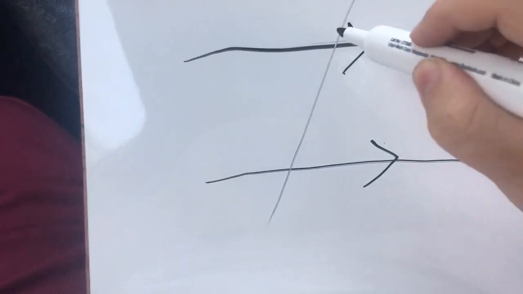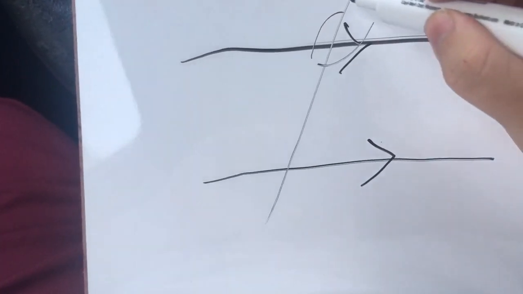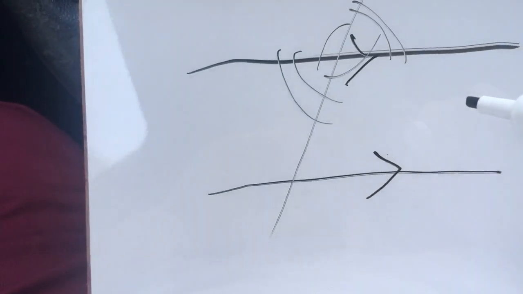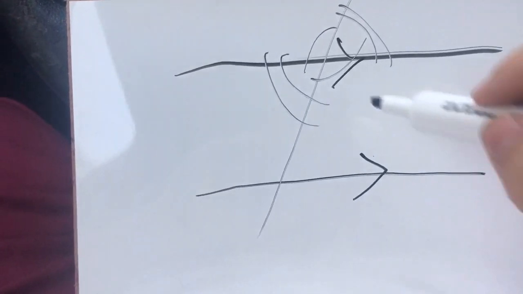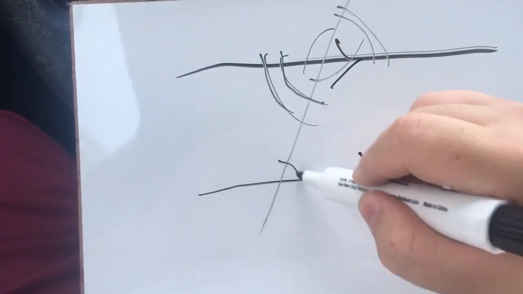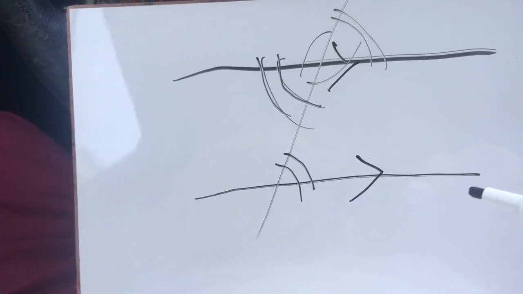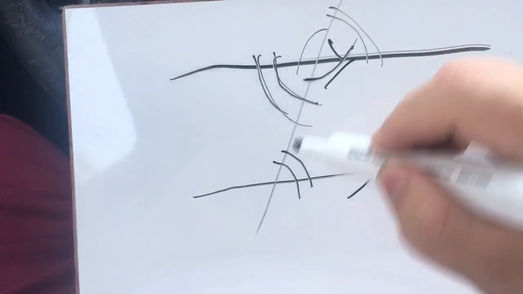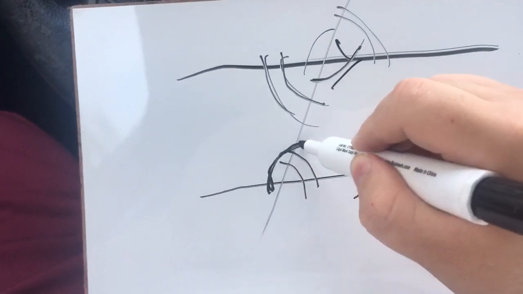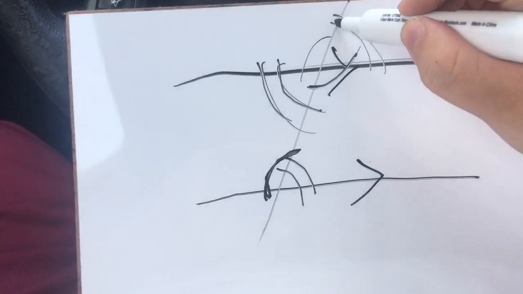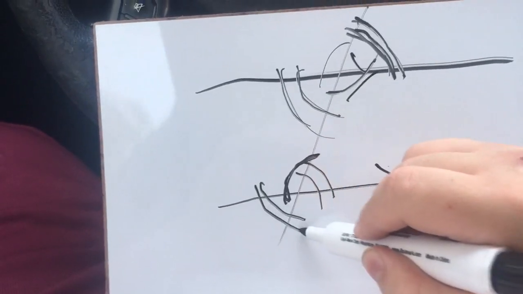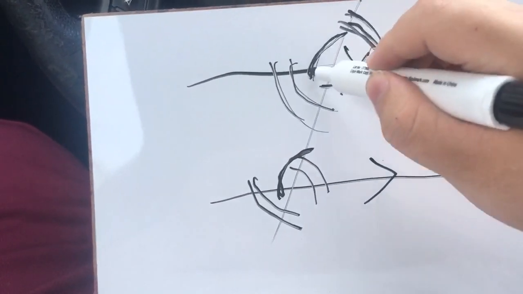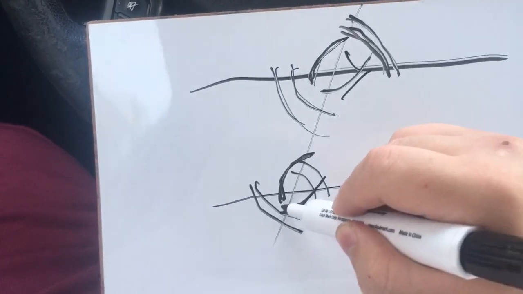Now, you remember in the previous video about vertical angles, we know that this angle and this angle are equal, and this angle and this angle are equal. Okay? What I want to do now is prove to you that this angle and this angle are equal, and that this angle and this angle are equal, and that this angle and this angle are equal, and this angle and this angle are equal.